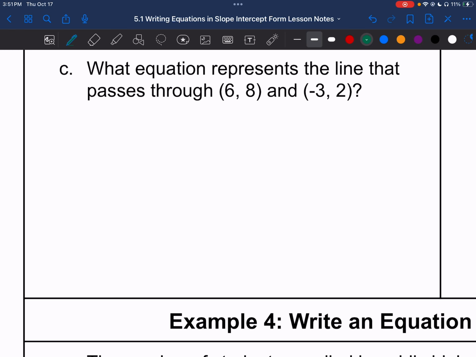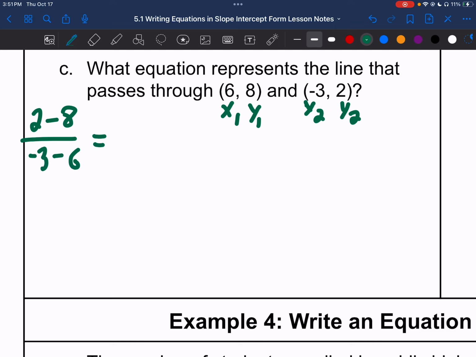So we're going to start off with our slope, x1, y1, x2, y2, and we're going to do 2 minus 8 over -3 minus 6. 2 minus 8 gives me -6. Negative 3 minus 6 is negative 9, and that's going to simplify to 2 over 3. That's my slope. Now we're going to pick one of the 2 points. I'm going to pick the first one this time.